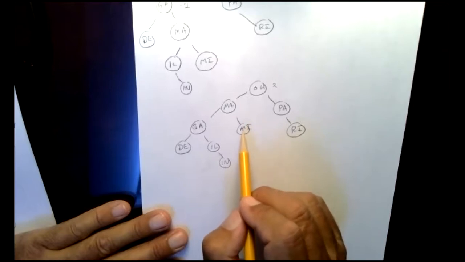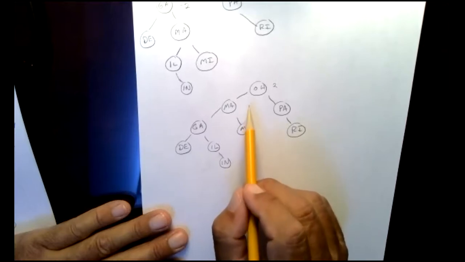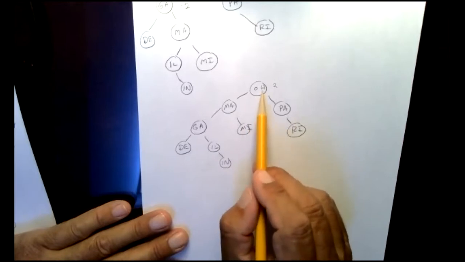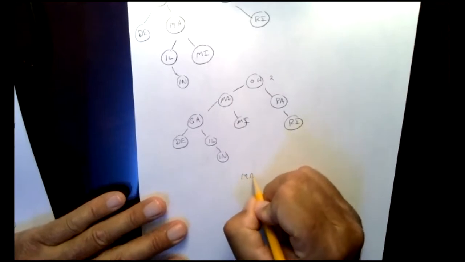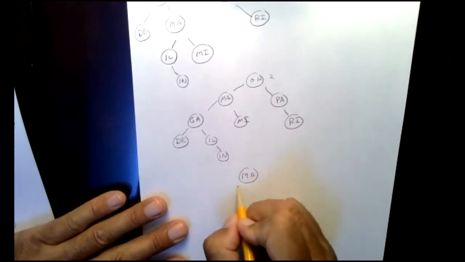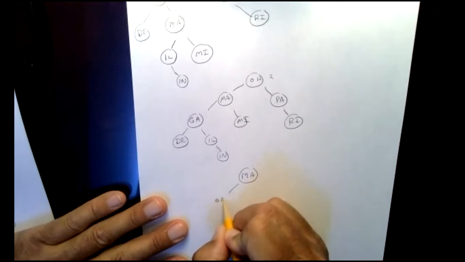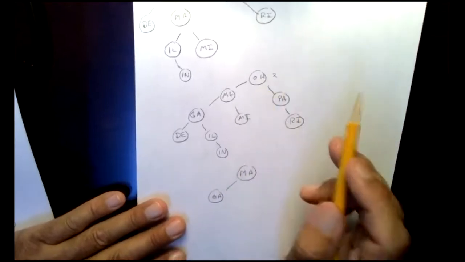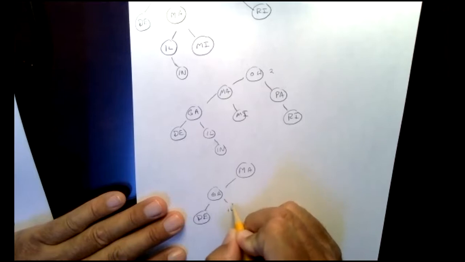It'll be to the left of PA. It'll be the left of Ohio, right? Because Massachusetts is going up. So Massachusetts is going up. Boom. We have Georgia coming down. We have Delaware. We have Illinois. We have Indiana.